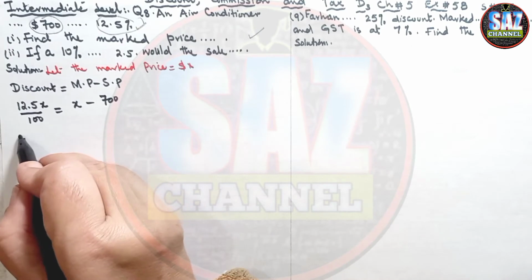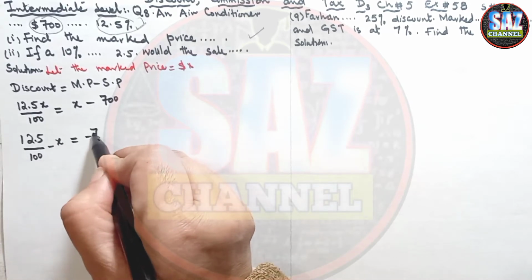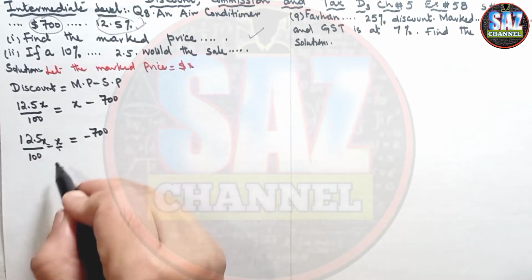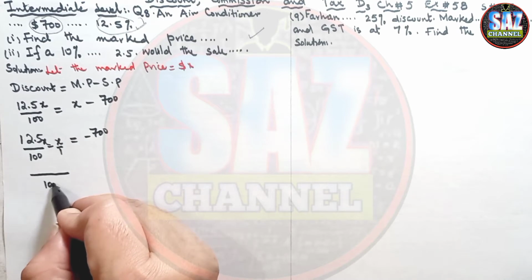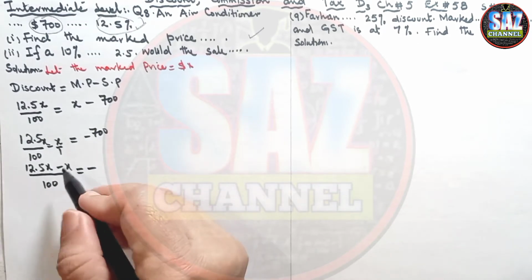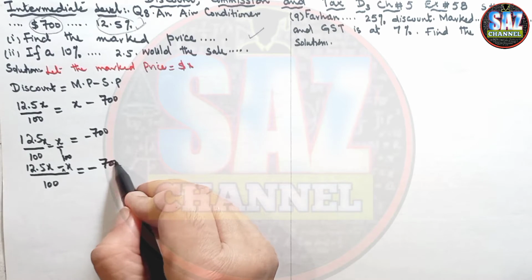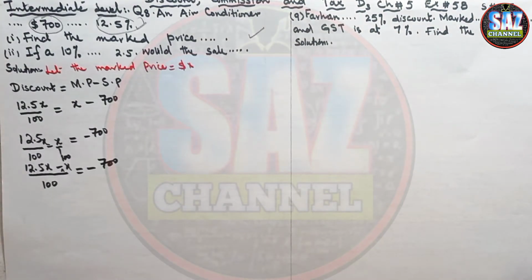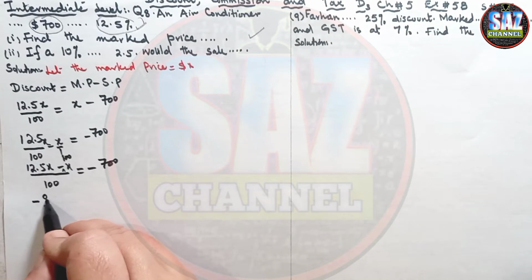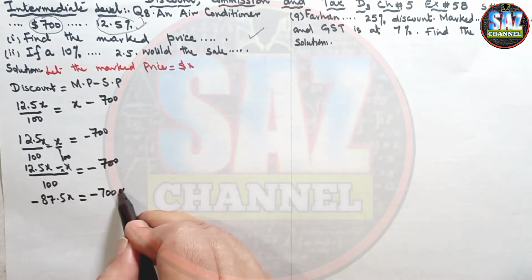Now, in order to get the value of x, I have to shift this x to the other side. 12.5x upon 100 minus x equals minus 700. Now take the LCM. The LCM will be 100, and I will be left with 12.5x minus 100x, I have to be careful, equals minus 700 times 100. Now when I'm taking 12.5 away from 100, 100 minus 12.5 gives me 87.5, so it is minus 87.5x. Shift this 100 to the other side, minus 700 multiplied by 100.